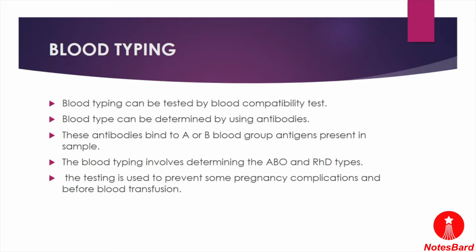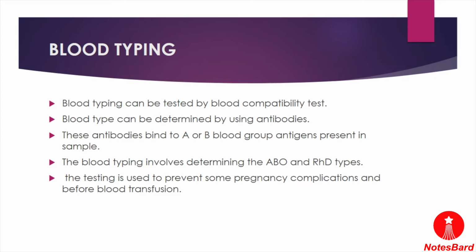These blood groups are differentiated on the basis of the presence and absence of several antibodies, and these are present on the surface of red blood cells, and they are diagnosed by the presence of several antigens, which may be proteins, glycoproteins and glycolipids, or sometimes carbohydrates. Basically, the antibodies bind to A or B blood group antigens present in the sample, and blood typing involves determining the ABO and RH types, which are blood group types.